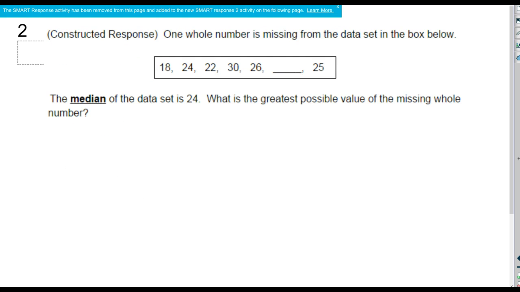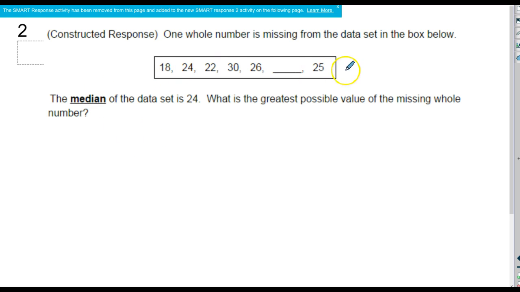Let's move on now to number 2. It says one whole number is missing from the data set in the box below. We need to look at this data set carefully and understand the median of the data set is 24. We want to figure out the greatest possible value of the missing whole number.